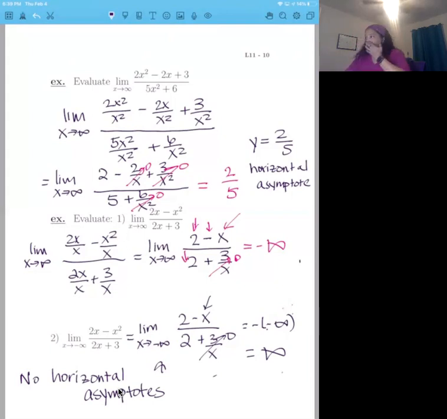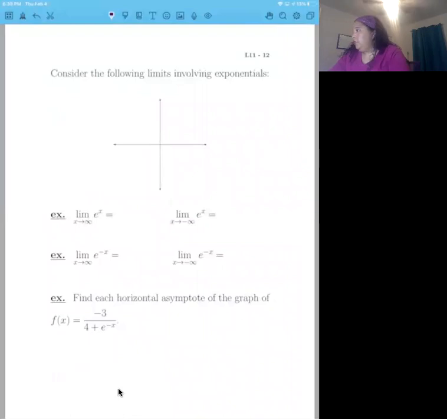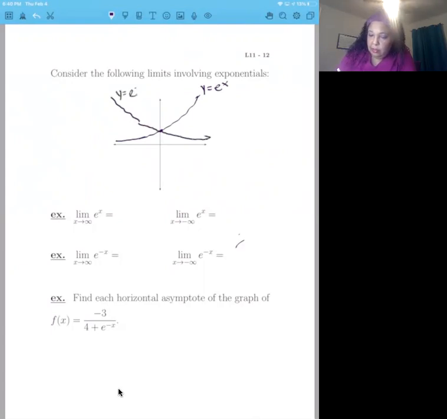All right. Let's take a look at our exponential functions. I know that y equals e to the x looks like this. And y equals e to the negative x looks like this. I like to rewrite this as 1 over e to the x. Okay, maybe I should draw it a different color.